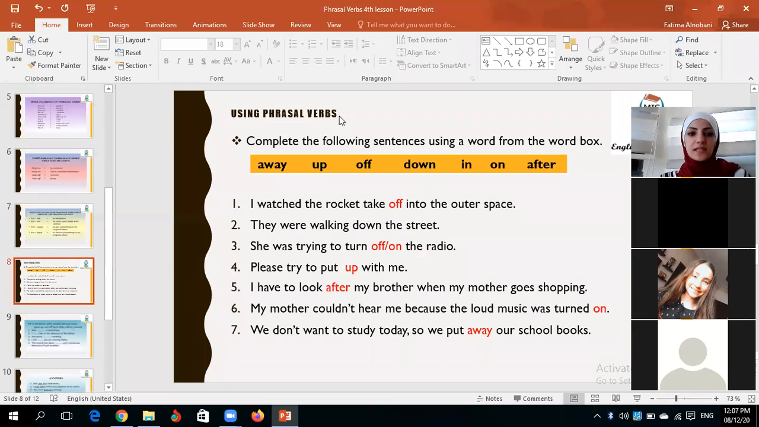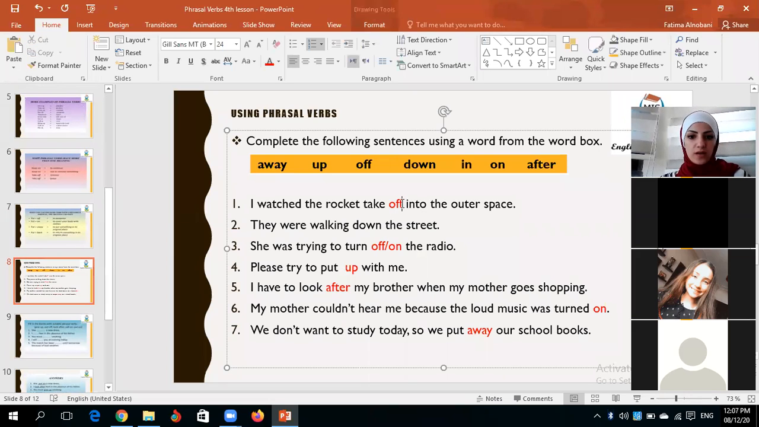Let's go to this question. Using phrasal verbs. Complete the following sentences using a word from the word box.